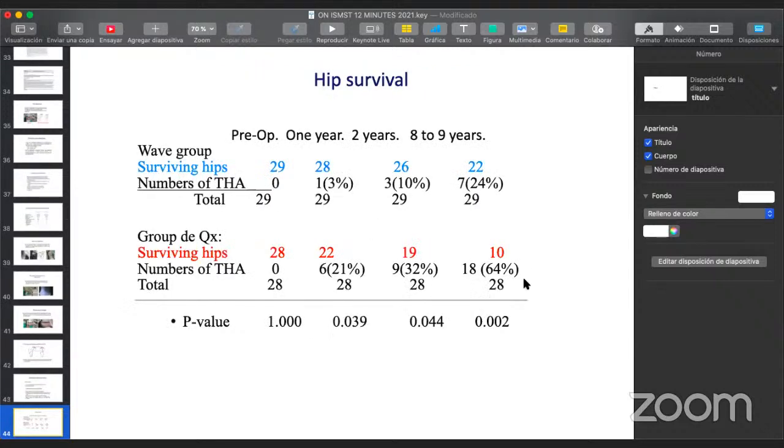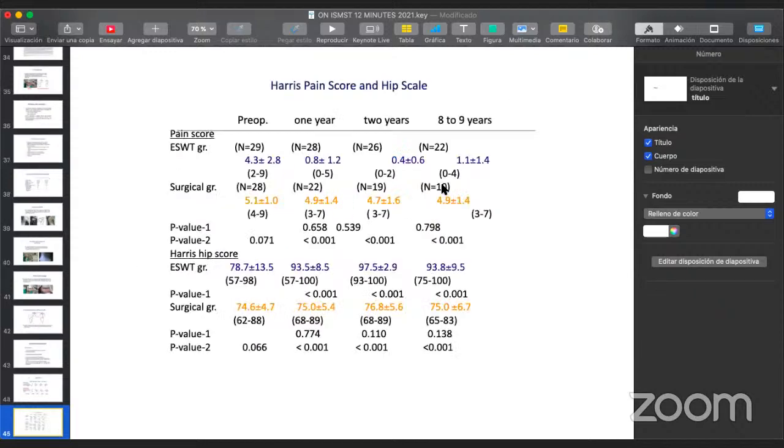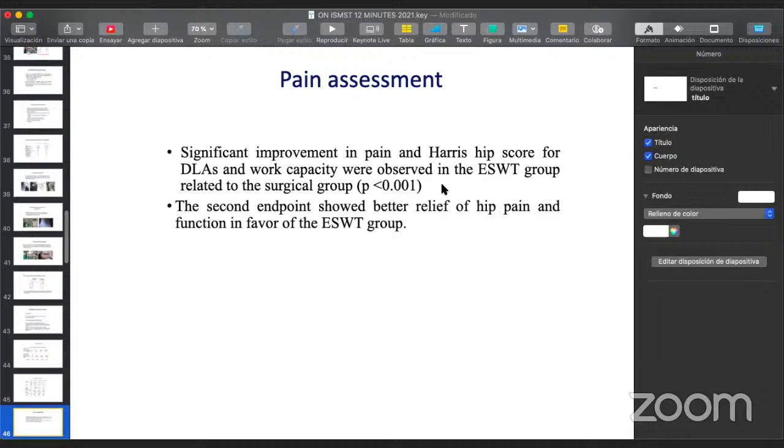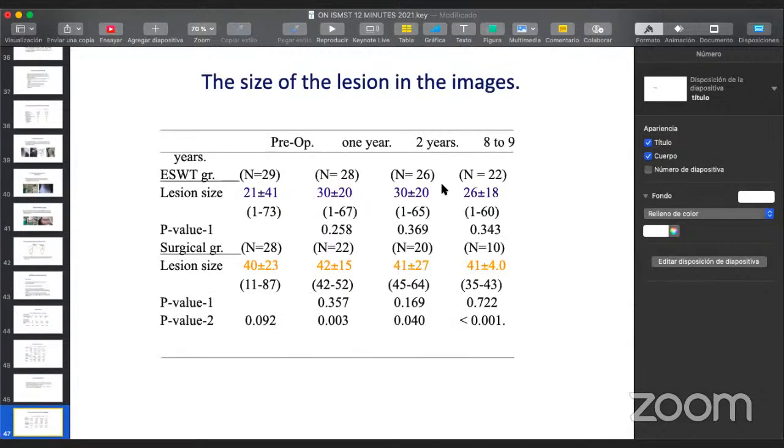Comparing after finishing, you can see surviving hips in the shockwave group are more than in the surgical group. Surviving hips in the shockwave group are 22 and in the surgical group only 10. The number of total hip replacements is higher in the surgical group, 64% compared to 24% in the shockwave group. Results are similar in pain and in lesion in images. The shockwave group has better results.